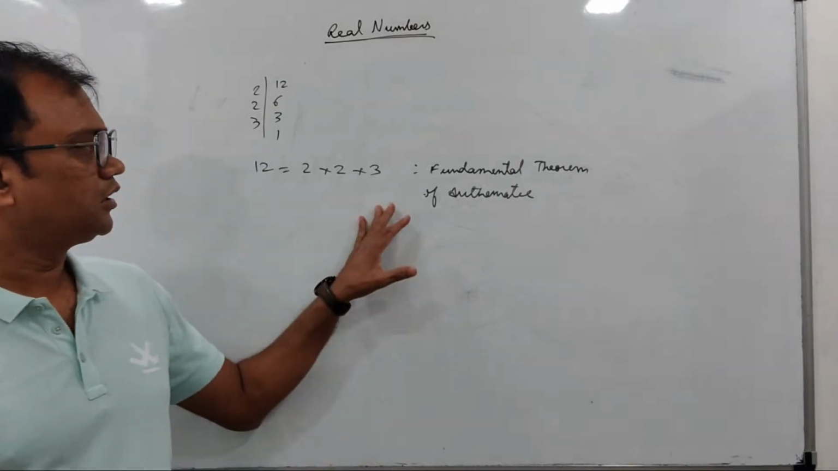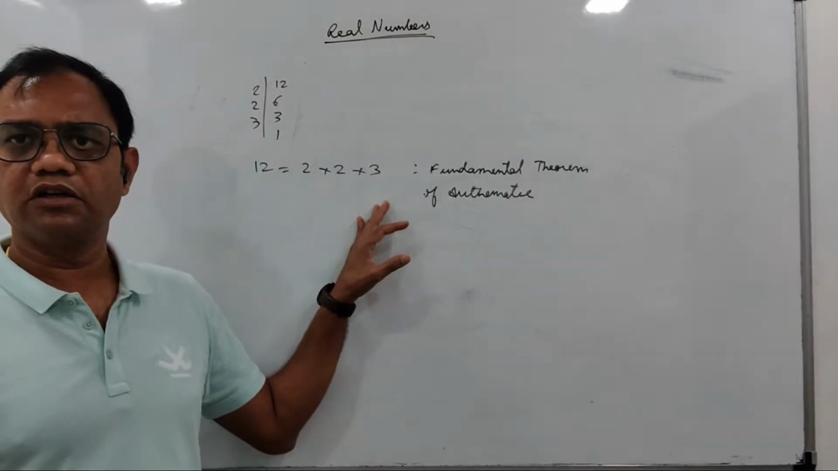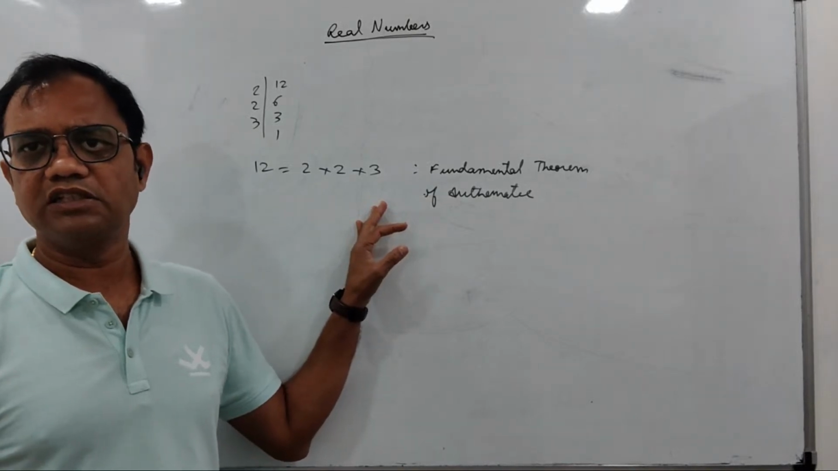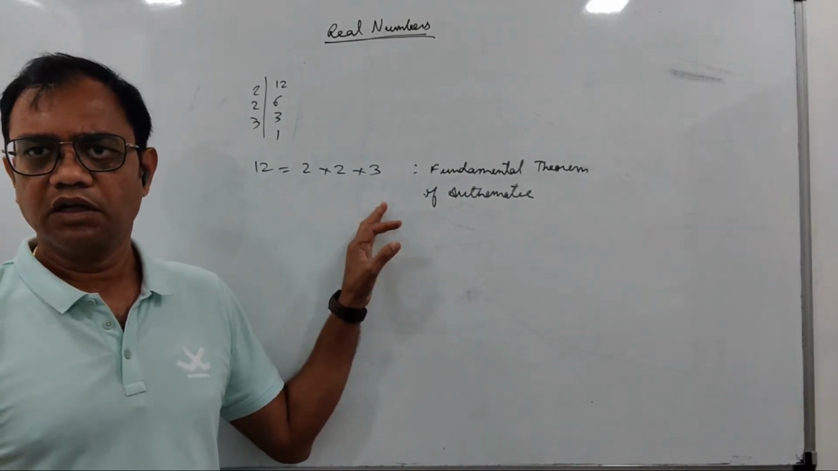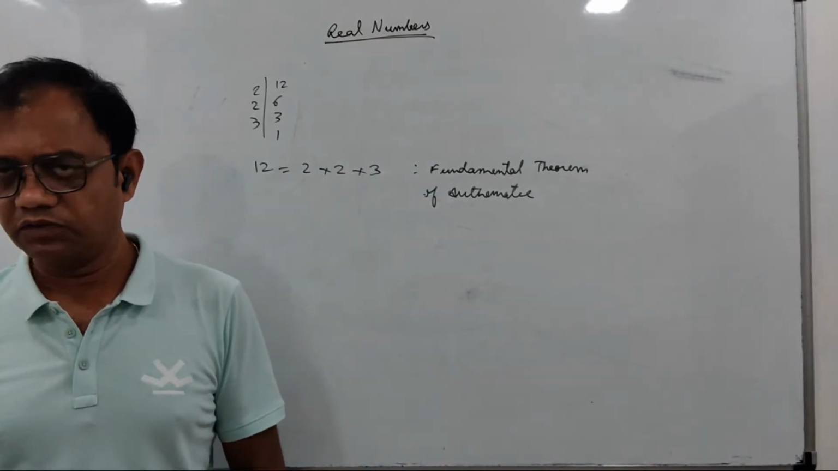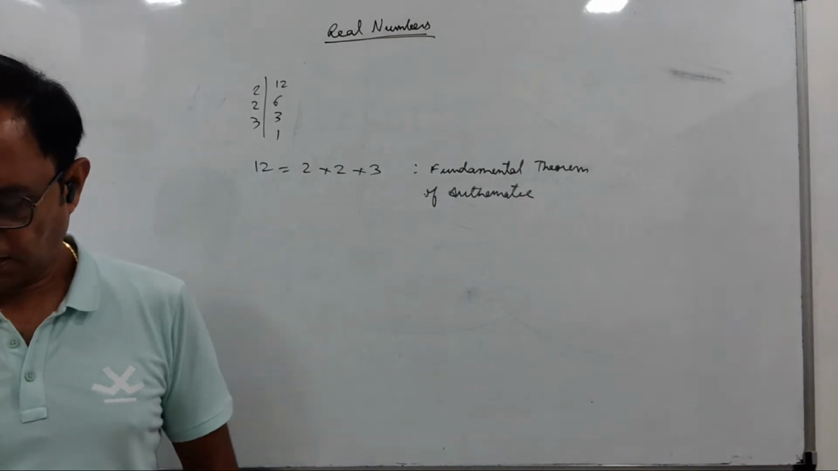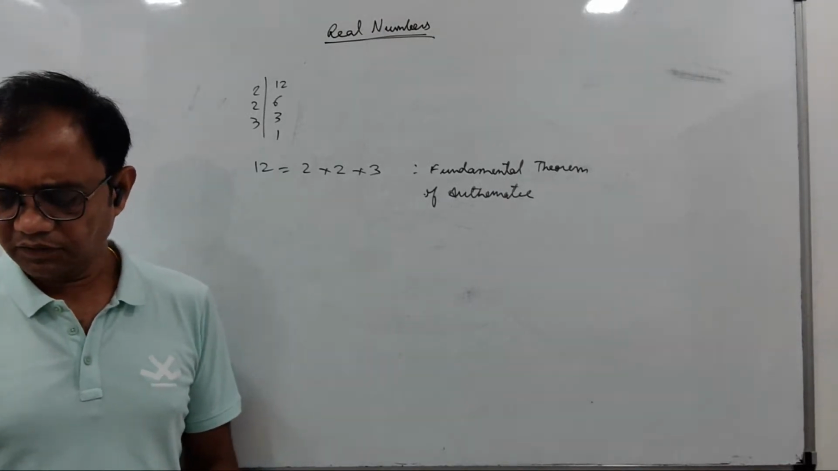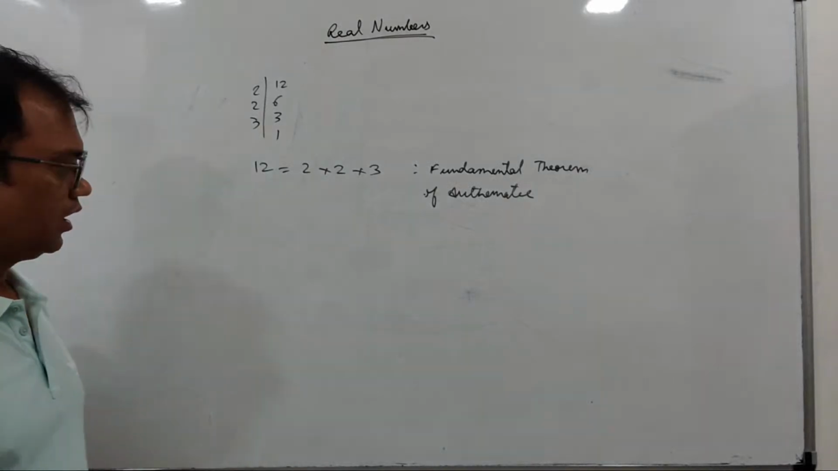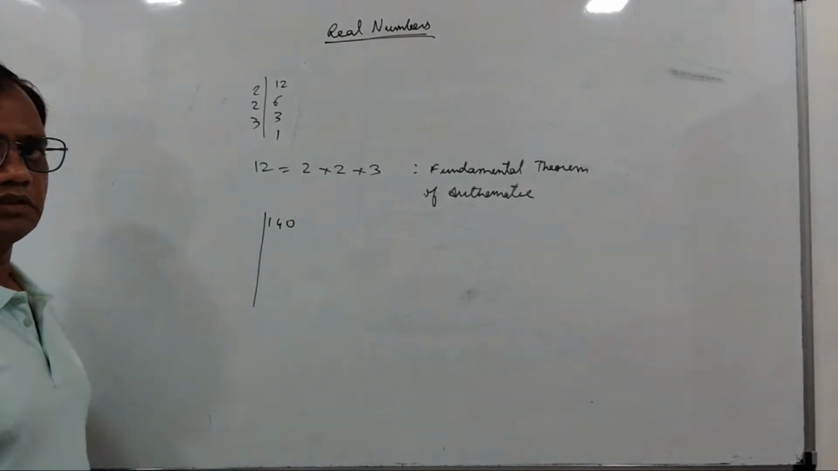On this fundamental theorem of arithmetic, we are going to find out the HCF and LCM. HCF means highest common factor, LCM means least common multiple. Let us understand how we can do that. Before that, let us do exercise 1.1, where we have to write each number as a product of prime factors. I am going to do a few questions, the rest you can do on your own.